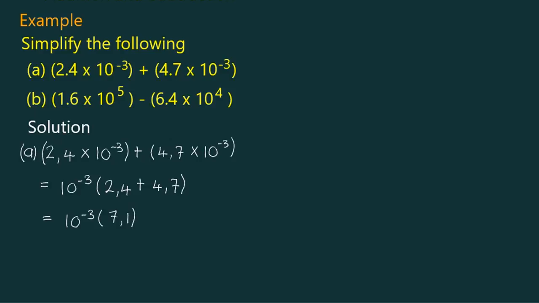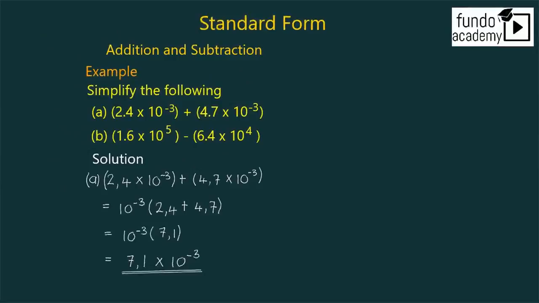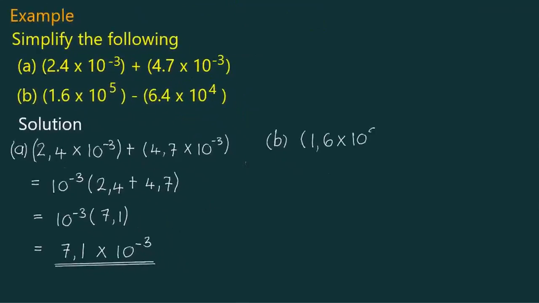Writing this product in standard form, that will be 7.1 times 10 to the power of negative 3, and that's the answer to part A. So that's how we can add those numbers there. Let's move on to part B, still using that method of factoring out. We have 1.6 times 10 to the power of 5 minus 6.4 times 10 to the power of 4.